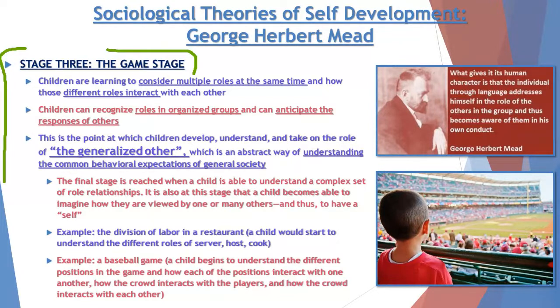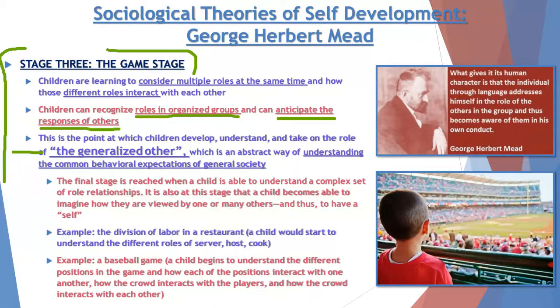So we start to recognize, in larger groups, in games, the roles that different players or people can take part in. And we start to be able to anticipate the way other people might respond to us and the things that we do and the roles that we take on. So this right here is when we develop his concept of the generalized other, which is more of an abstract way of understanding the general expectations of our society. We just understand in any situation how people are going to want us to react or respond or act. So this is when we start to understand a complex set of role relationships.